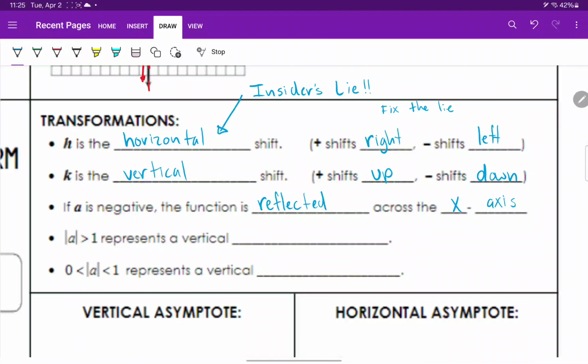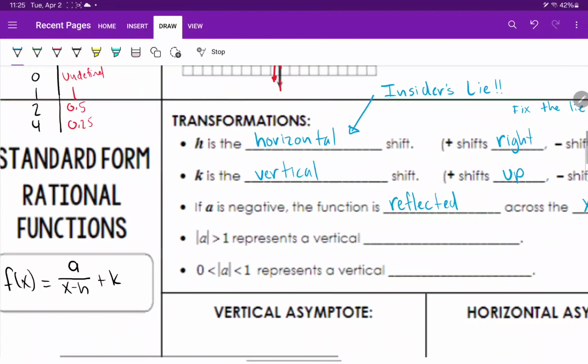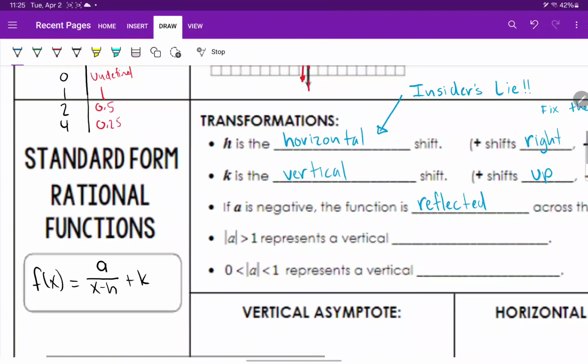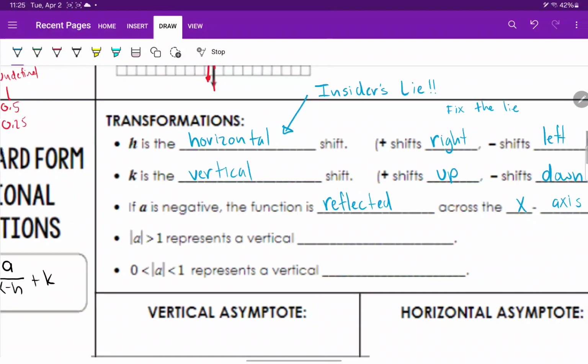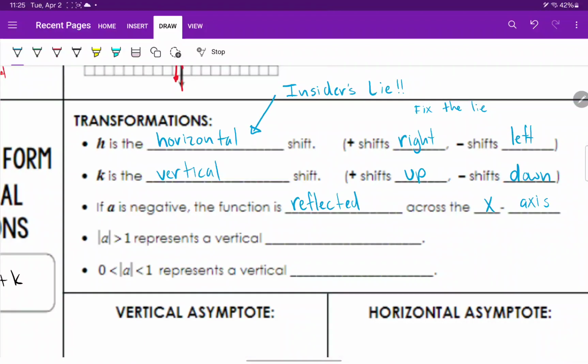And so if a is negative, the number on top of the fraction, then it reflects across the x-axis. After you do the reflection across the x-axis, if one exists, then you take the absolute value of a, which means it's positive. If that value is greater than 1, then it represents a vertical stretch by a. And if the absolute value of a is less than 1 or greater than 0, that's going to be a vertical compression.